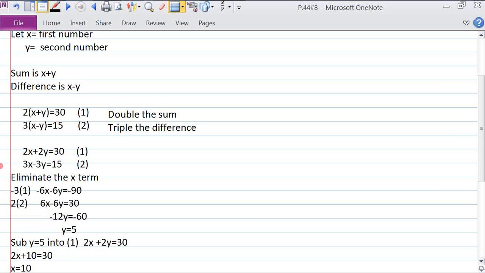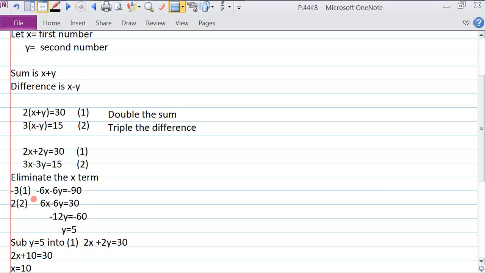Now, I'm eliminating the x term, and if I multiply this by minus 3 and this by plus 2, then I get minus 6x and 6x. I noticed a little mistake here. No, oh, sorry, it's correct. Minus 6x minus 6y equals minus 90, and 6x minus 6y equals 30. Now, when I add these two equations, the x terms give me 0. And I add minus 6y and minus 6y, I get minus 12y.